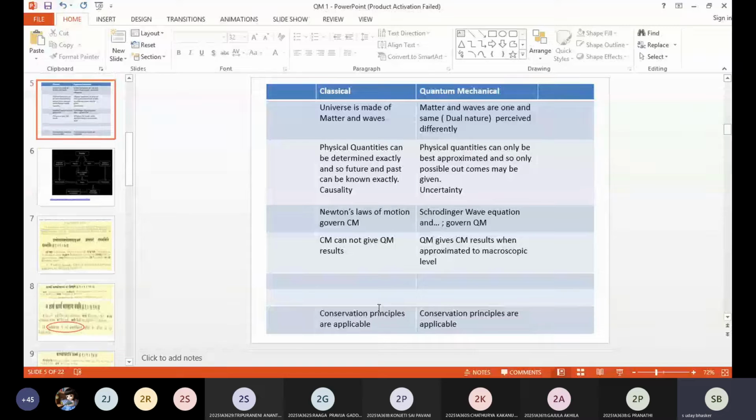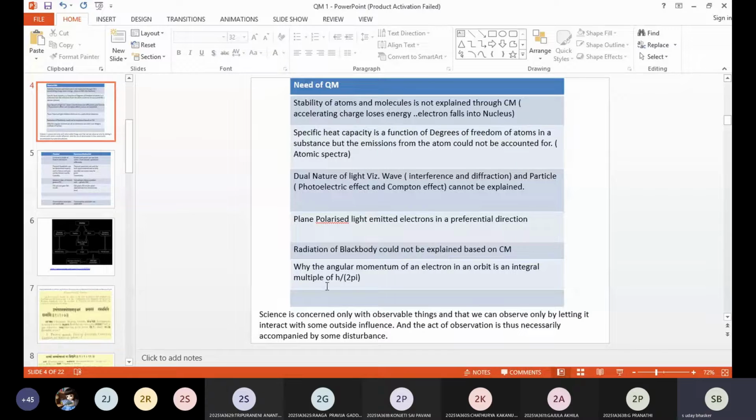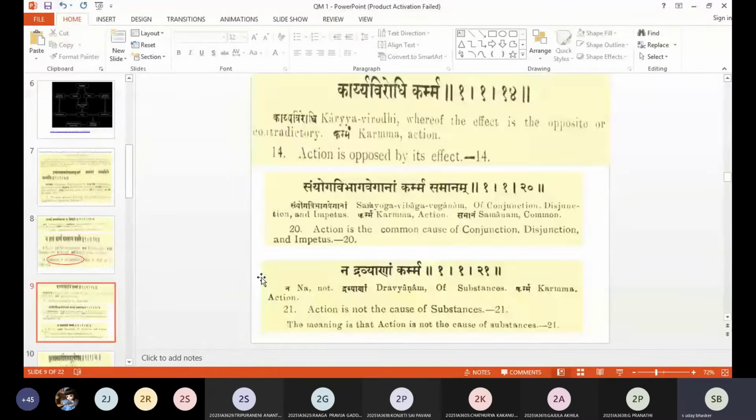Problems of quantum mechanics. Okay, what we said is, here, the last point: why is the angular momentum of an electron in an orbit an integral multiple of h by 2 pi? What do you mean by that?